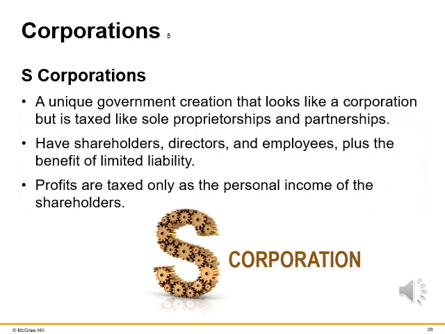An S corporation looks like a corporation, but is taxed like a sole proprietorship or partnership. The primary advantage of an S corp is that it avoids the double taxation of a C corporation. Approximately 3 million U.S. companies operate as an S corporation.